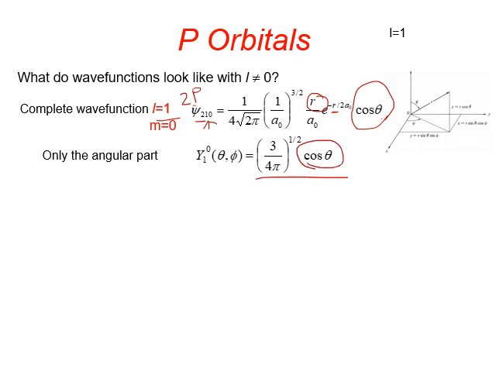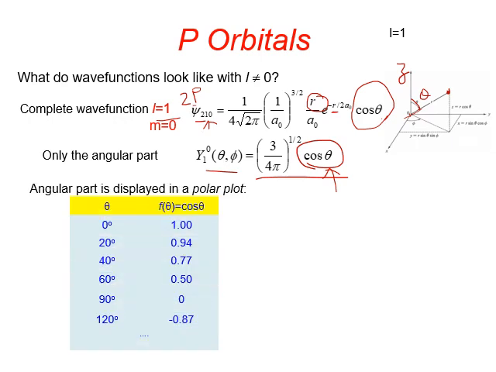It's cosine theta. Now let's plot how the wave function changes with this angle. Theta is the angle between the z direction and the line from the origin to the point. Okay, so let's calculate the wave function at different angles theta. In this table, when the angle is 0, cosine 0 is 1. When the angle is 20 degrees, the wave function becomes 0.94, and you can see the wave function decreases until it becomes 0 at 90 degrees, and then becomes negative. So you can calculate the wave function at all angles up to 360 degrees.